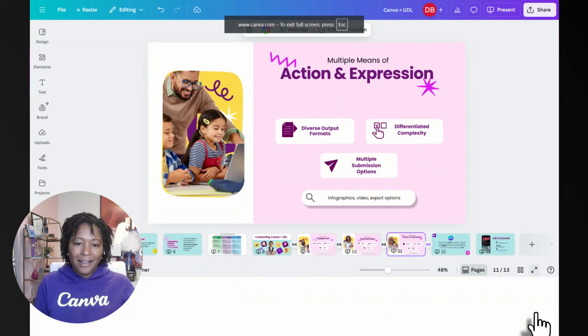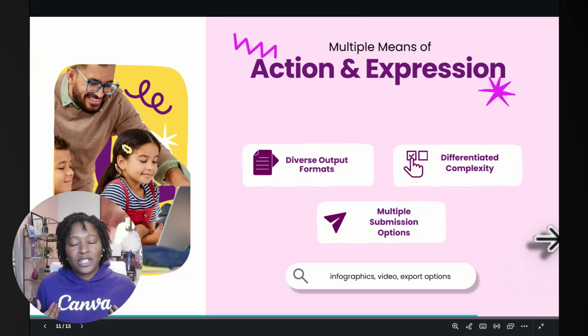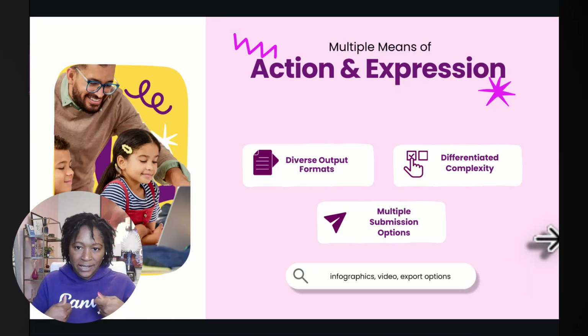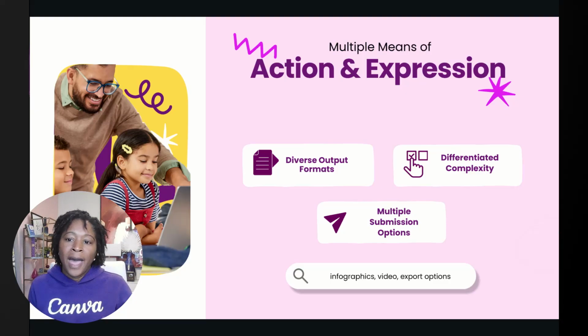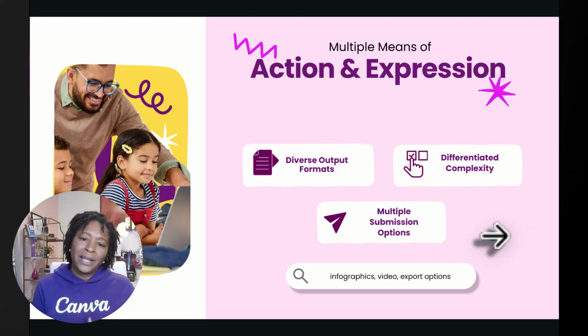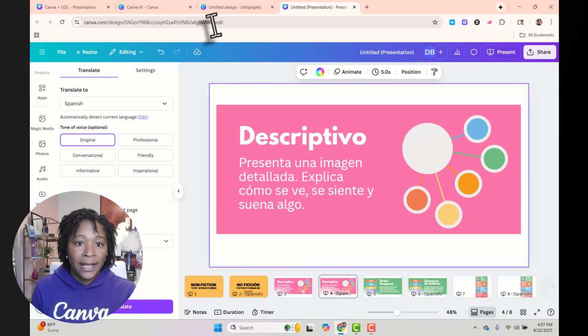And so lastly, talking about that last guideline, that last principle of UDL is that we're giving students options to represent the content back to us. So just like you have diverse options for sharing it, they have options to represent it back to you. So outputs and differentiated complexity. So we can start with a template like we saw here.